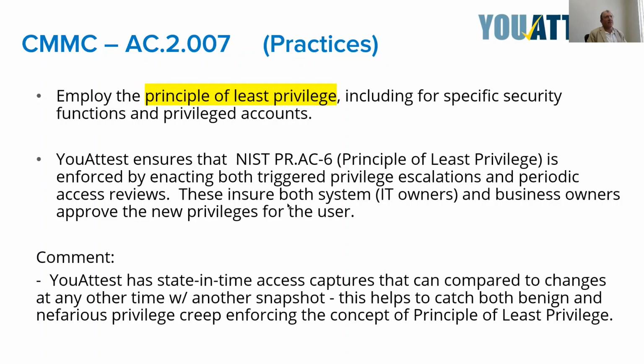This is identity governance. Identity governance, when it relates to security, handles NIST 800-53 practice 6, which is principle of least privilege. And that's exactly what you are doing in an access review that is done properly. YouAttest is cool. It does not only these static reviews, but also has a trigger system.